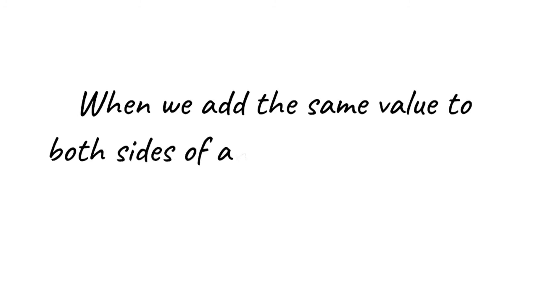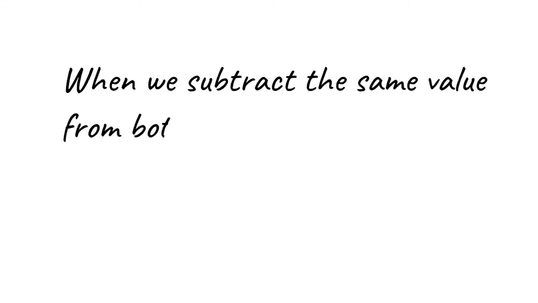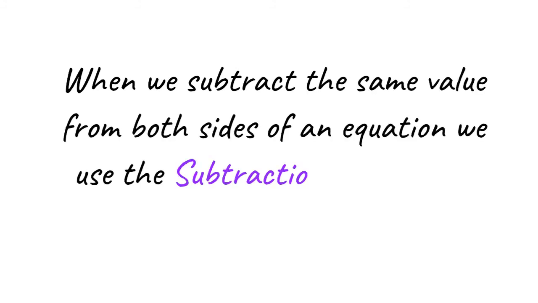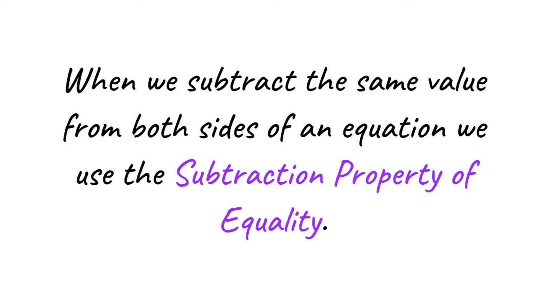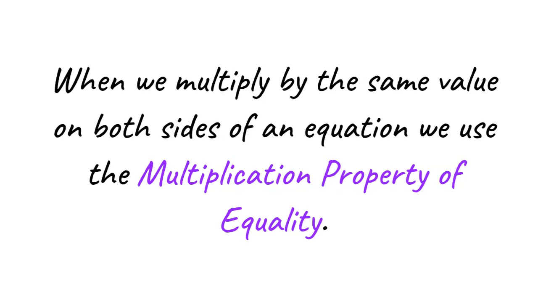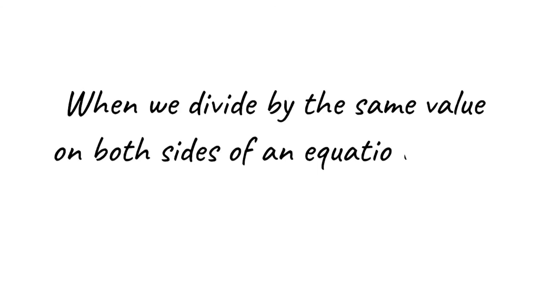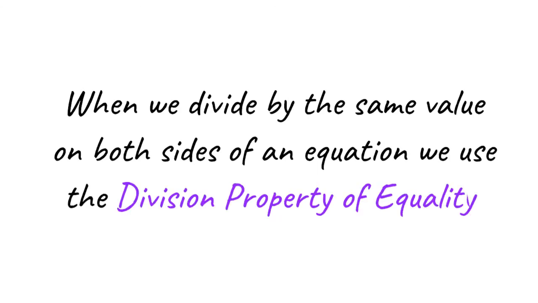When we add the same value to both sides of an equation, we use the addition property of equality. When we subtract the same value from both sides of an equation, we use the subtraction property of equality. When we multiply by the same value on both sides of an equation, we use the multiplication property of equality. When we divide by the same value on both sides of an equation, we use the division property of equality.